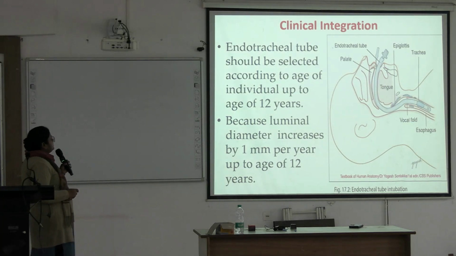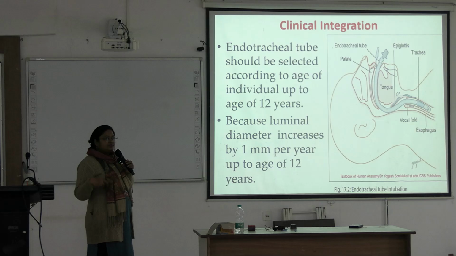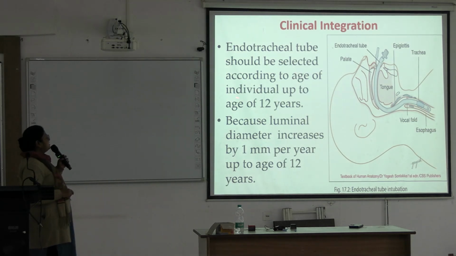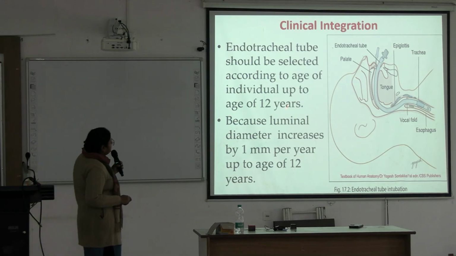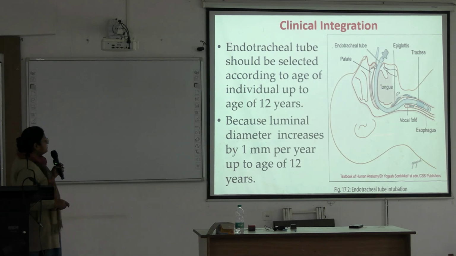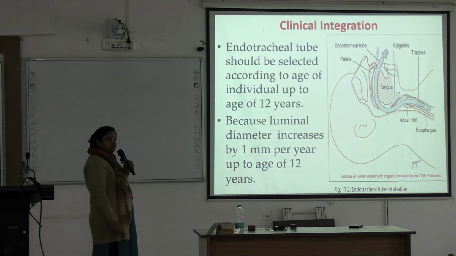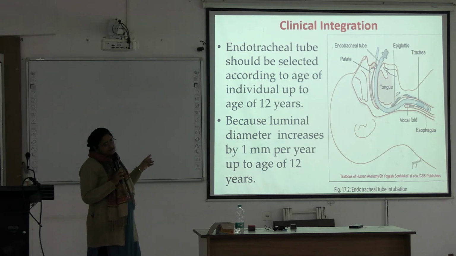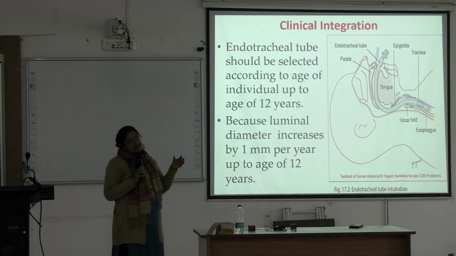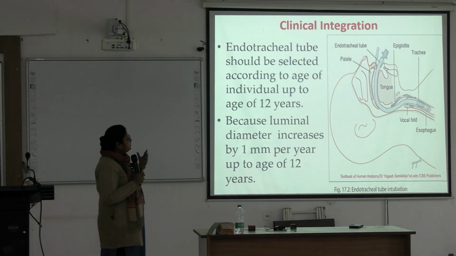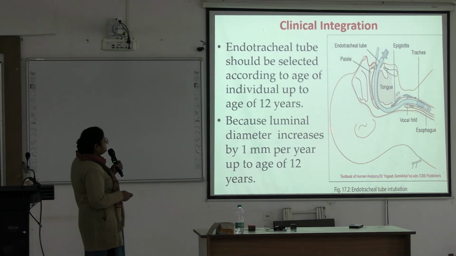So next is endotracheal intubation. The endotracheal tube should be selected according to the age of the individual up to the age of 12 years, because the luminal diameter increases by 1 millimeter per year up to 12 years. You have read that at 1 year of age it is about 3 millimeter, and after that it is gradually increasing. So according to the size, you have to choose the size of the tube, tracheostomy tube or intubation tube.